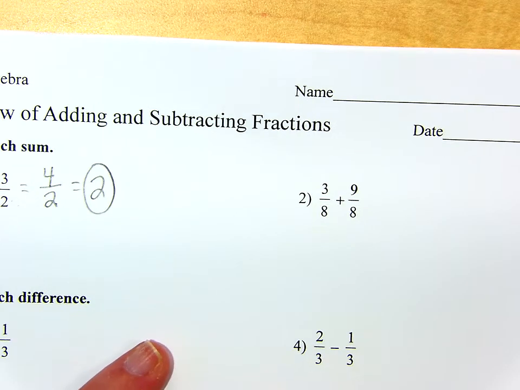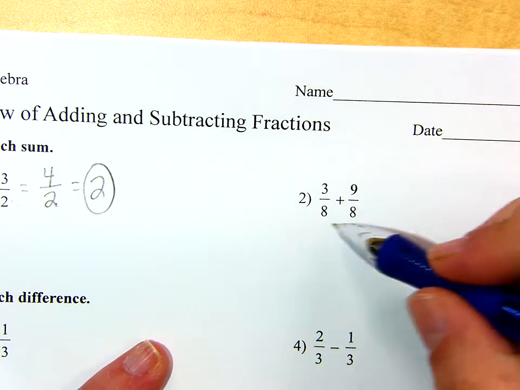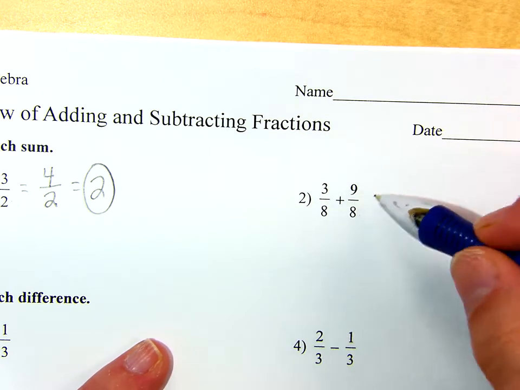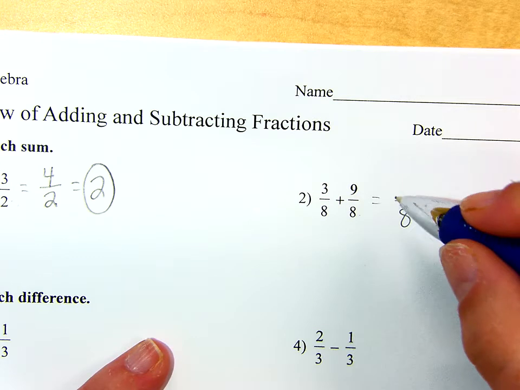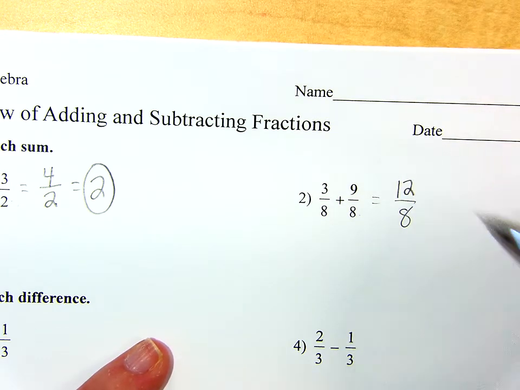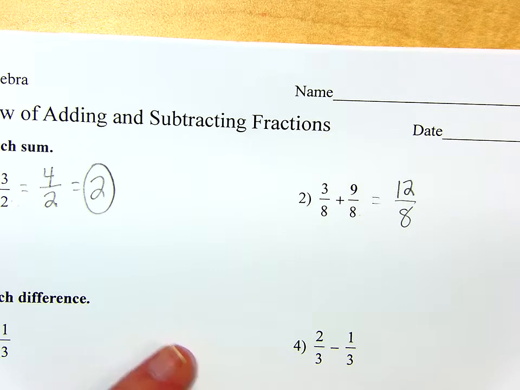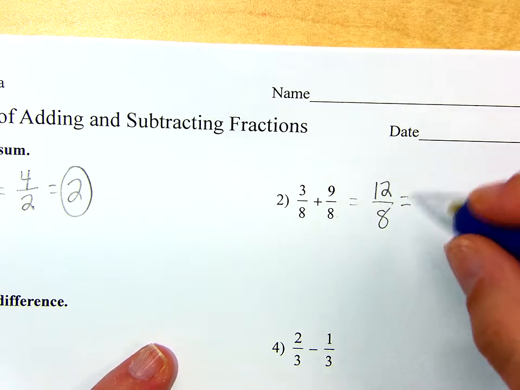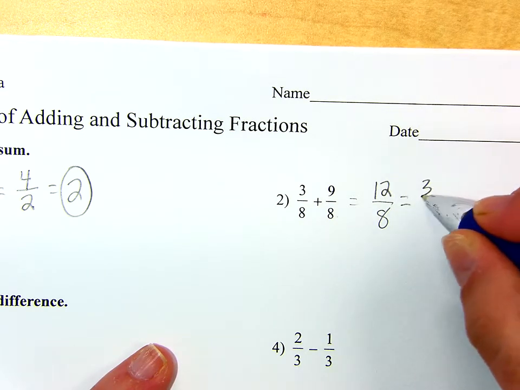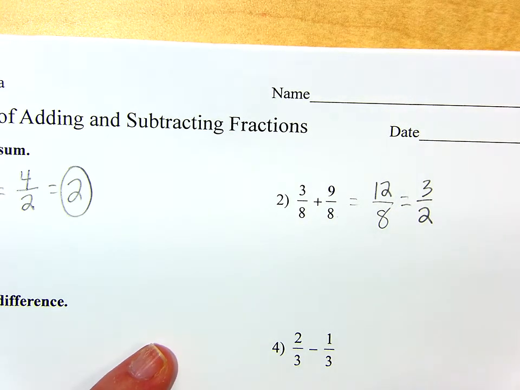If I look at number 2, again, I already have common denominators. So I just have to add along the top. So 3 plus 9 is 12. You cannot leave your answer like this. You can reduce 12 and 8. What goes into both 12 and 8? 4. 4 goes into 12 3 times. 4 goes into 8 2 times. If you had reduced by 2, that's fine. You would just have to reduce it again by 2.